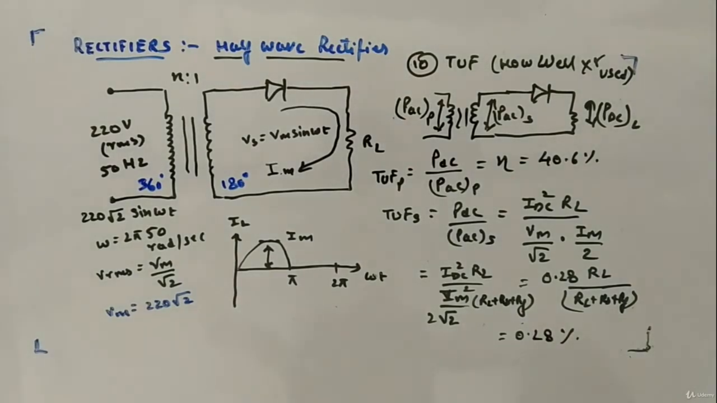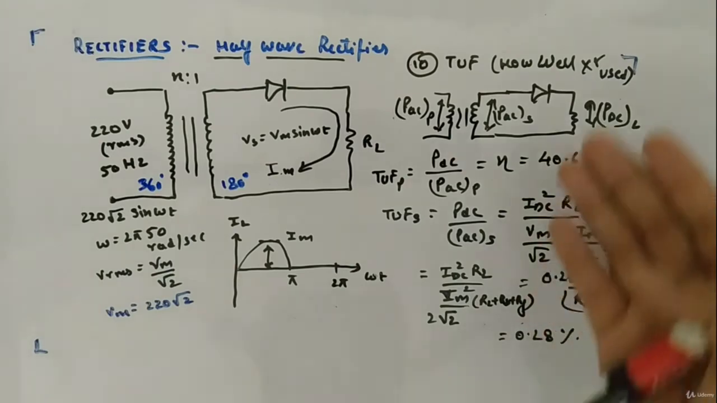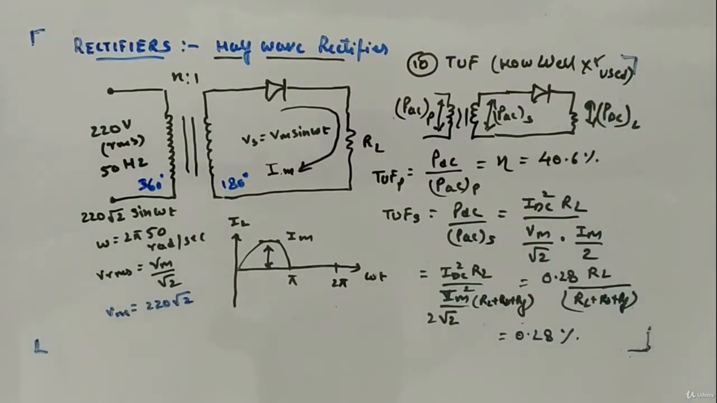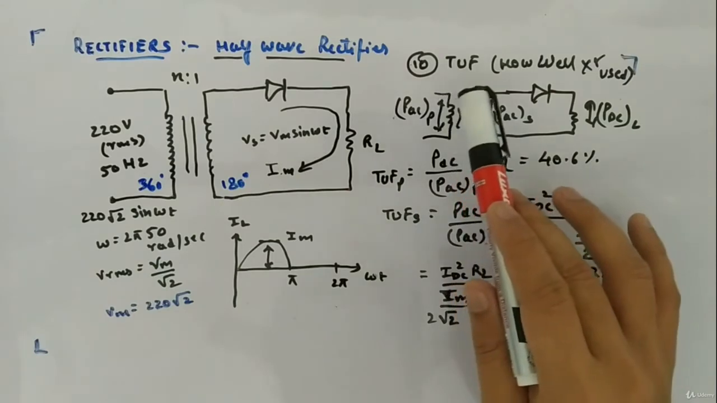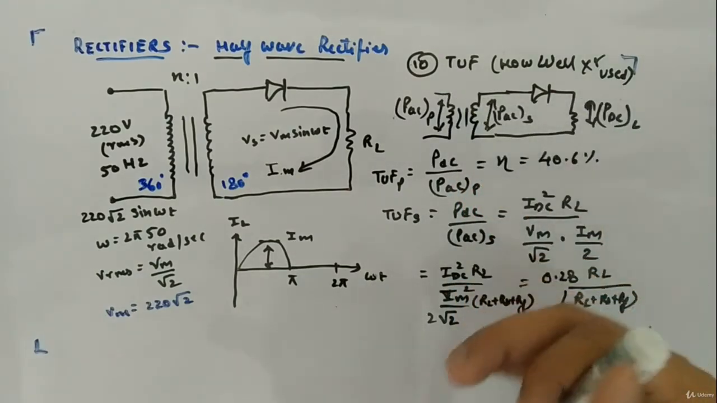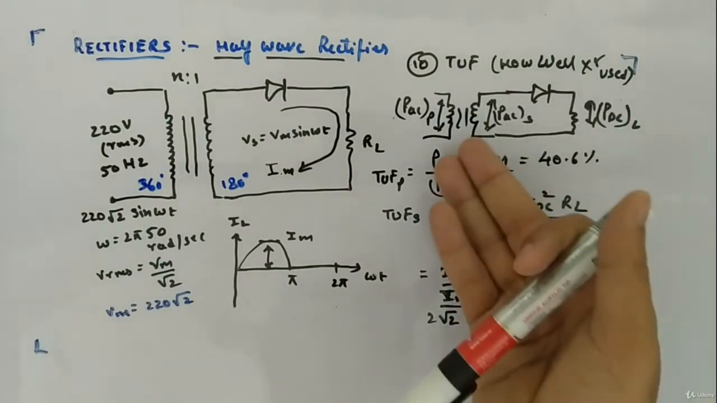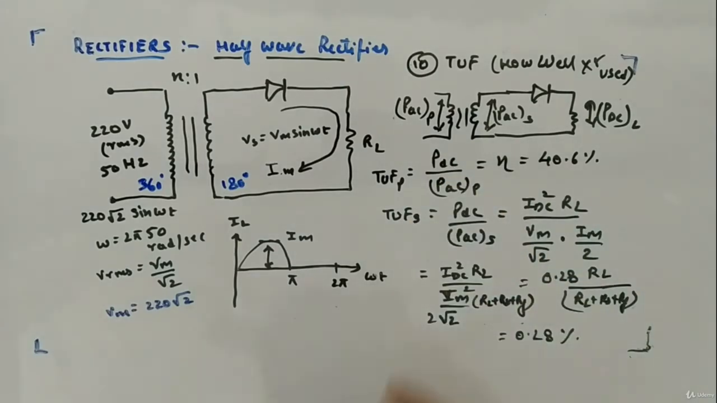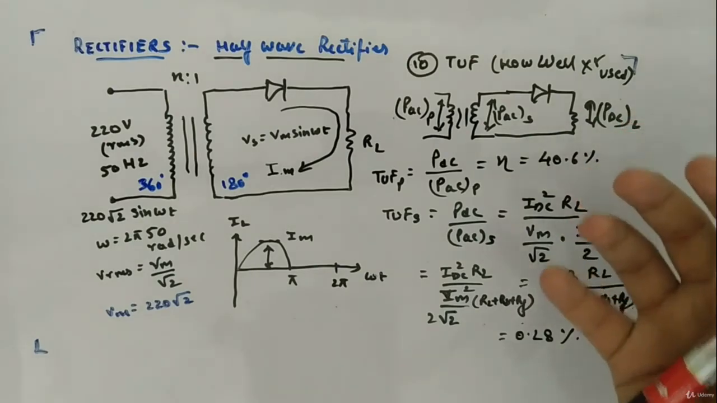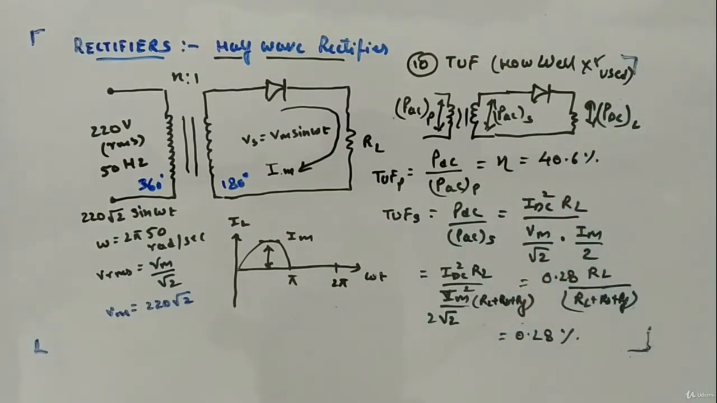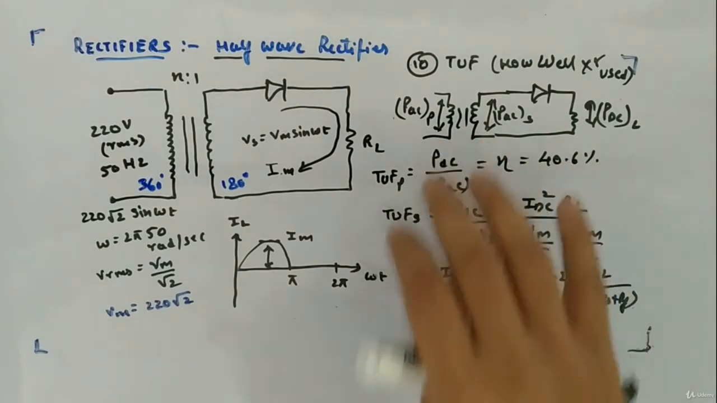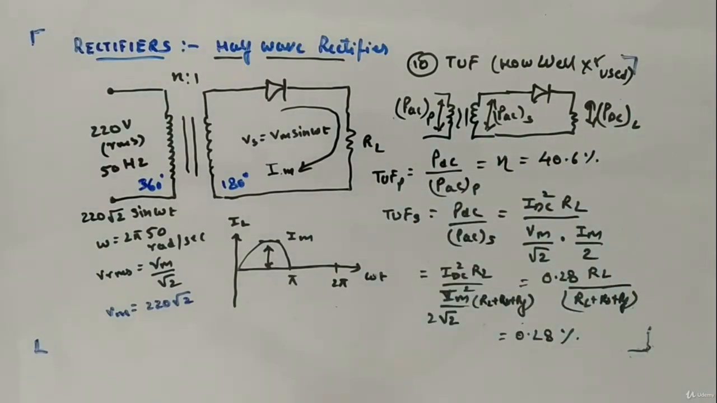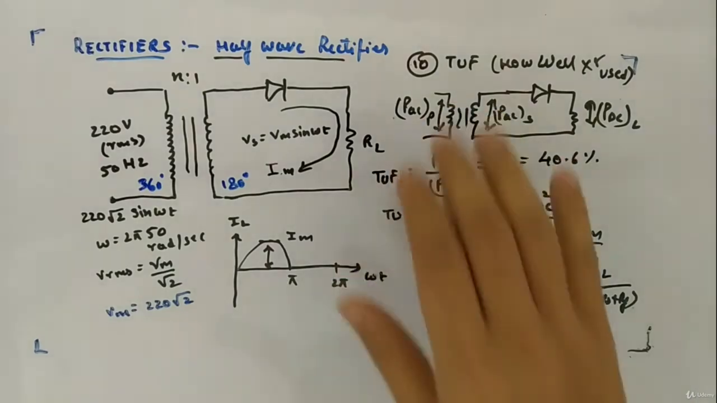Okay, so let's look at the confusing property, which I feel is the transformer utilization factor. It tells you how well the transformer is used in the circuit to deliver power to the load. After all, the load is our hero, our subject. For the load only we are doing all this. So how well the transformer is being used, that is what you have to see here. That is what TUF tells.